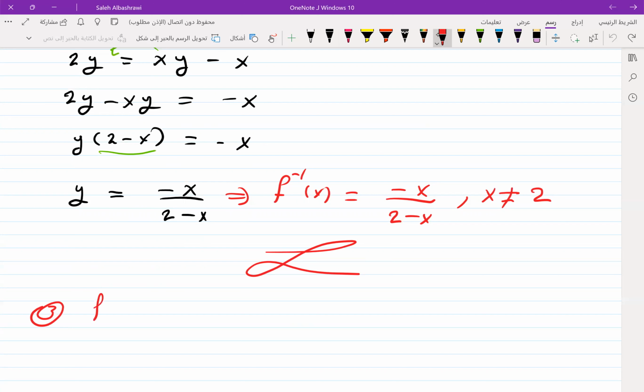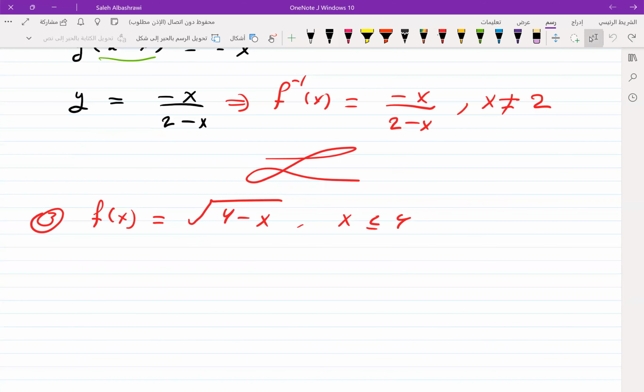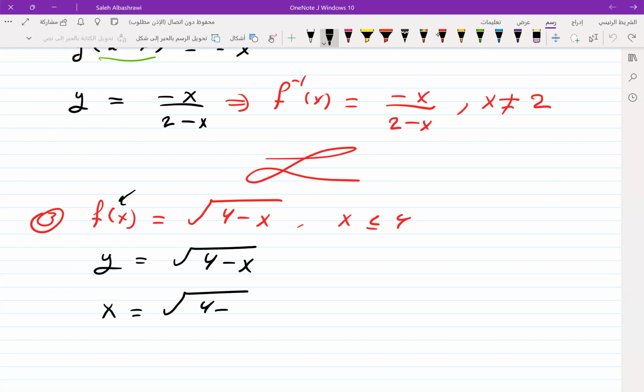f of x equal to square root of 4 minus x, where the domain is x less than or equal to 4. Again, step number 1, replace f of x by y. So this will be y equal to square root of 4 minus x. Step number 2, interchange between x and y. I would have x equal to square root of 4 minus y.